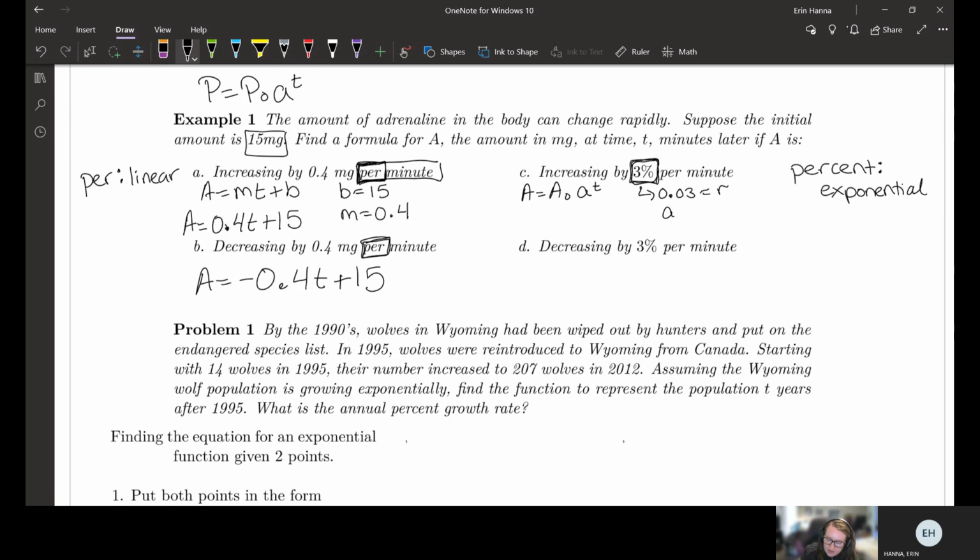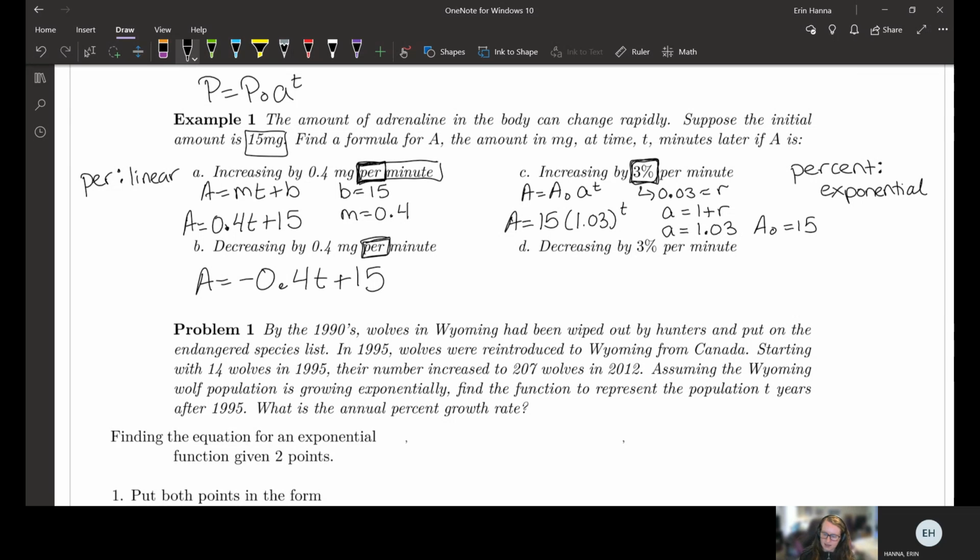So then we have to find the little a value. Well, that's equal to 1 plus r. So we take this rate that we're increasing by and we add 1 to it. That's going to make our a value 1.03. And then capital A naught, well, that's our initial condition, the initial value. That's still 15. So our exponential equation here is 15 times 1.03 to the t.